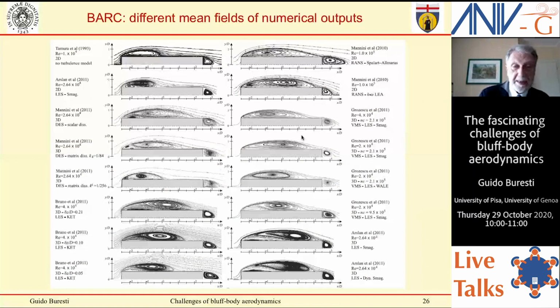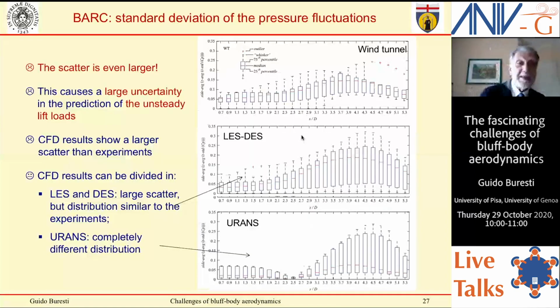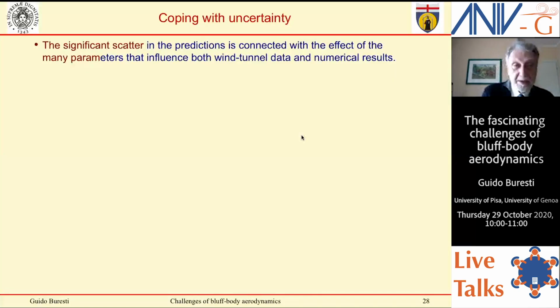How do you cope with this? Well, this is for the pressure fluctuation. You see that the scatter is even larger. So this causes uncertainty in the prediction of the unsteady lift forces. Now, how do you cope with this? This scatter comes from the effect of many parameters that influence both wind tunnel and numerical results.